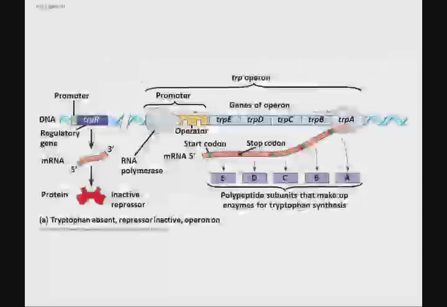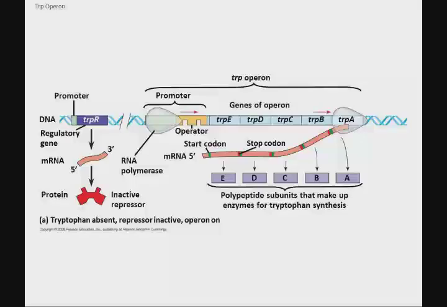So if we look here, we see on the left side of the screen there's a promoter and a trpR gene. That's the trp regulator gene. So let's just assume that's going on its own way. It's making RNA, it's making the protein. We've got this protein that is the repressor.